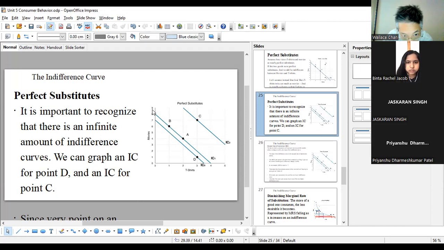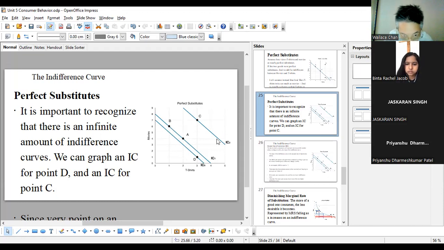Okay, so every point on IC1 is the same, and every point of IC1 compared to the point of IC0 is higher. Okay, in other words, B offers higher level of satisfaction than A. But A and B are the same in terms of the level of satisfaction.